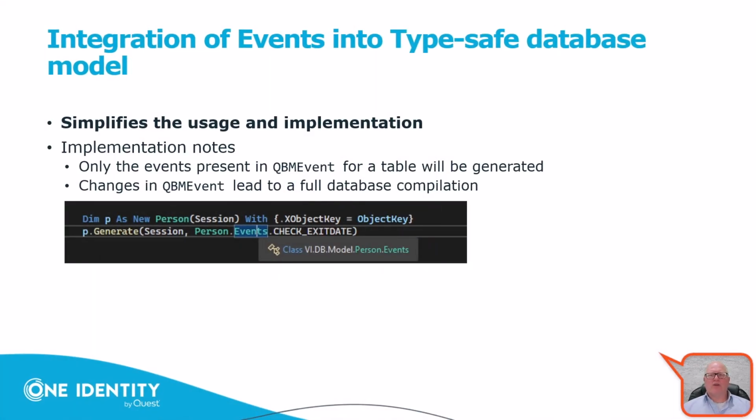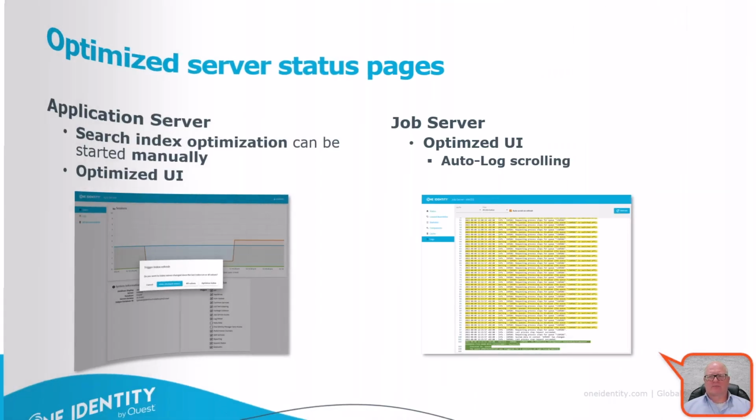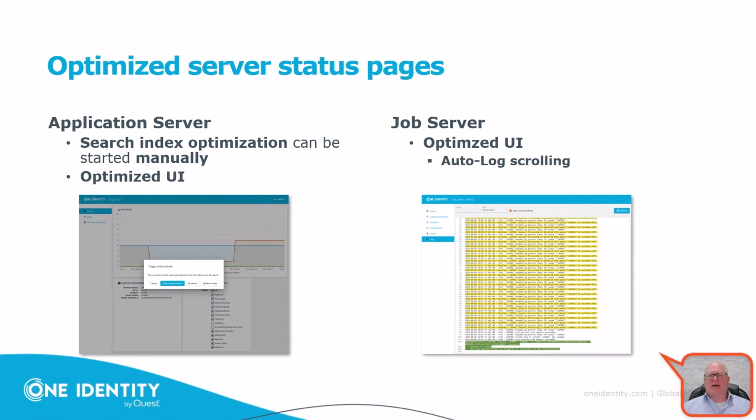And of course, a new feature in the 9 version is the integration of events into the type-safe database model. What's meant there? You remember the type wrappers we have to easily work with, for example, column names and table names and something like that. That was improved in a way that this is now possible for events as well, which makes it easier to implement. Last but not least, 2 optimizations.